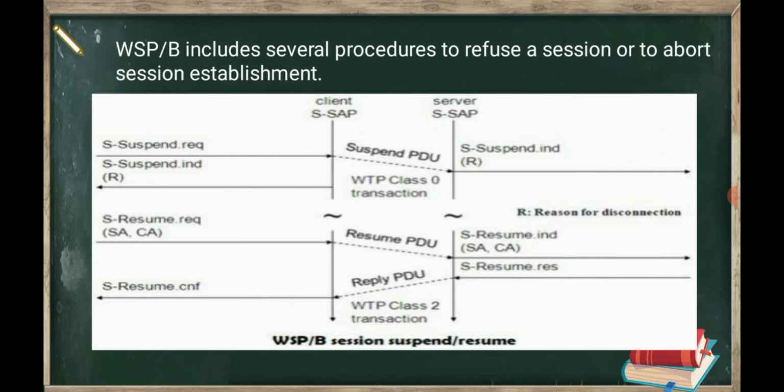Also, a client can later resume a suspended session with S-Resume.request. It has two parameters, SA and CA. SA stands for server address and CA stands for client address. Resuming a session is a confirmed operation. It is up to the server's operator how long the state is conserved. Here we can see that SA and CA are the parameters, and it sends the resume PDU. S-Resume.ind also has the same parameters. It replies with the PDU S-Resume.cnf, the same as session establishment works.